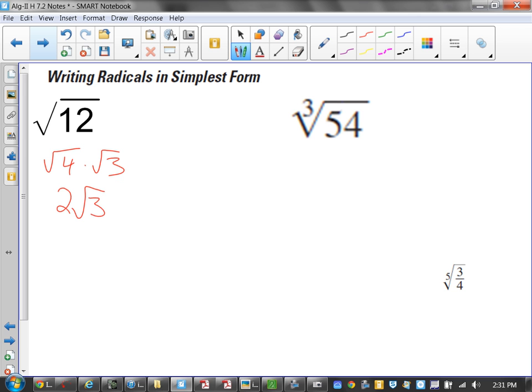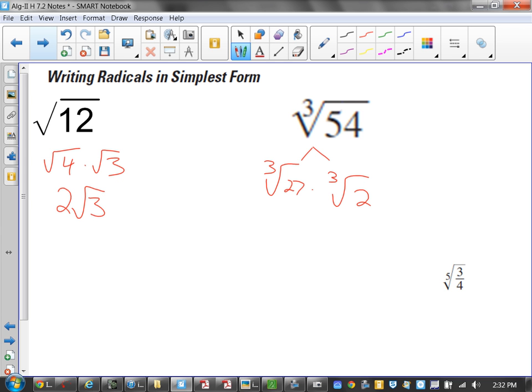So you get 2 root 3. When you break down cubes, you're looking for perfect cubes. So your perfect cubes, like I said, 8, 27, 64, 125. So does 8 go into 54? No, you're good. Does 27 go into 54? Yeah. How many times? Twice. So I can rewrite this then as the cube root of 27 times the cube root of 2.